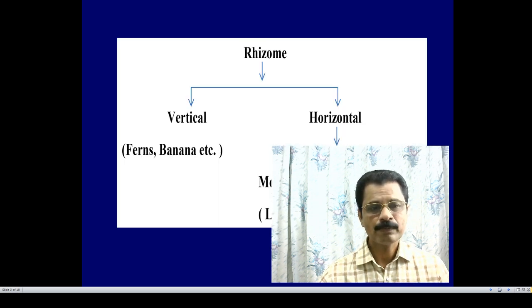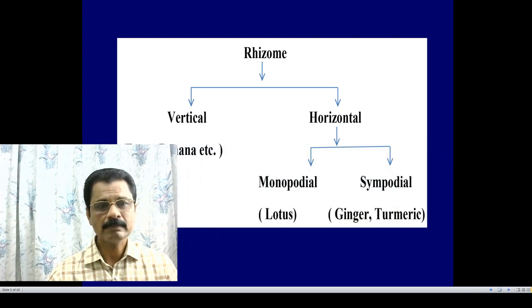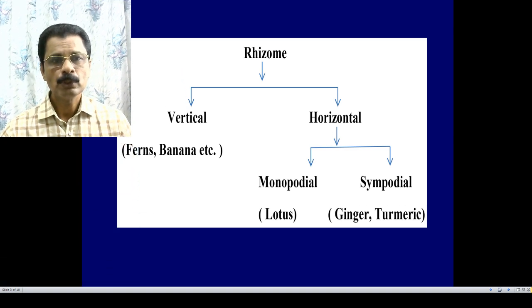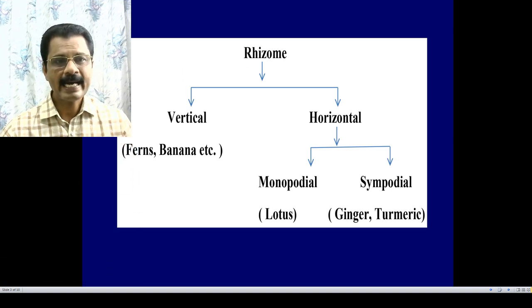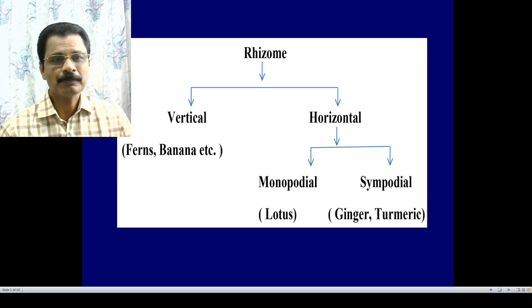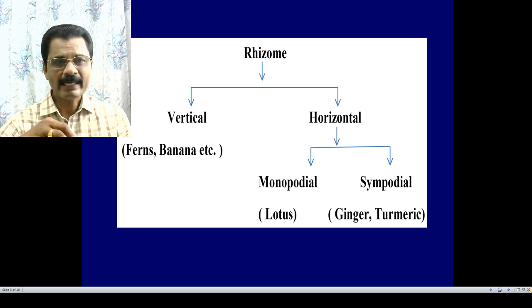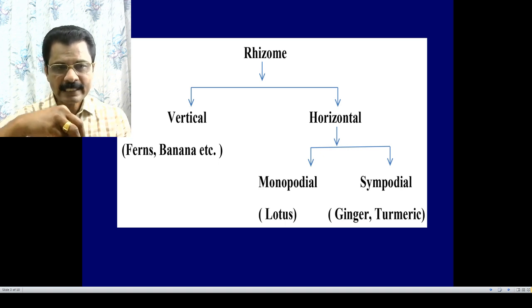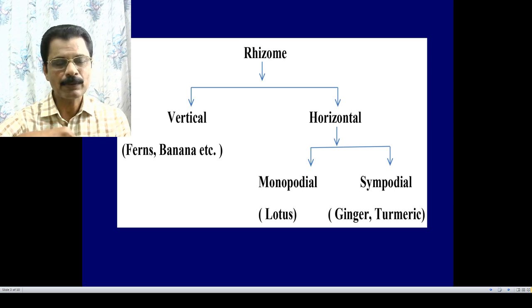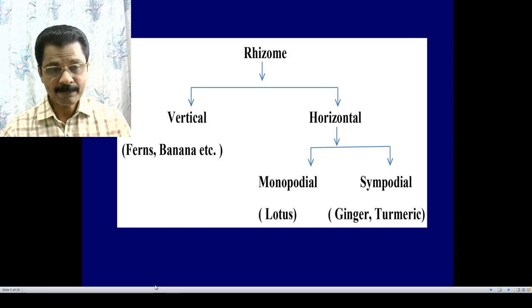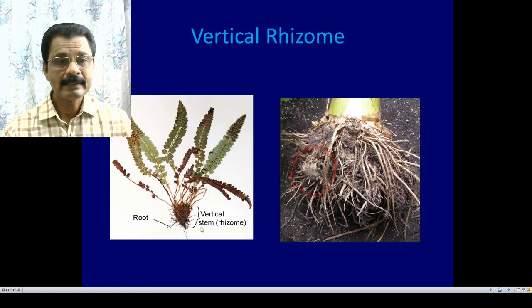See, rhizomes are classified into two. They are vertical rhizomes and horizontal rhizomes. In the case of vertical rhizome, the stem grows vertically downwards into the soil and it has nodes and internodes. From the nodes, adventitious roots develop. Also, you can see the scale leaves. The typical example is banana and ferns.